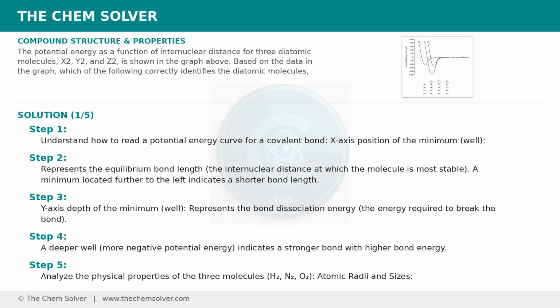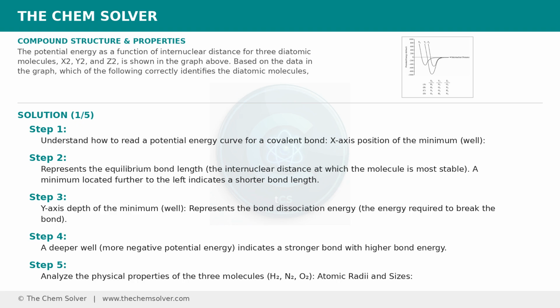Understand how to read a potential energy curve for a covalent bond. The x-axis position of the minimum represents the equilibrium bond length, the internuclear distance at which the molecule is most stable. A minimum located further to the left indicates a shorter bond length. The y-axis depth of the minimum represents the bond dissociation energy, the energy required to break the bond. A deeper well, more negative potential energy, indicates a stronger bond with higher bond energy.